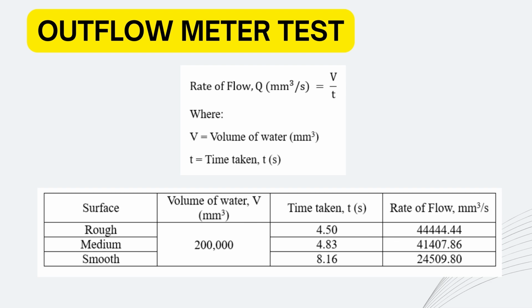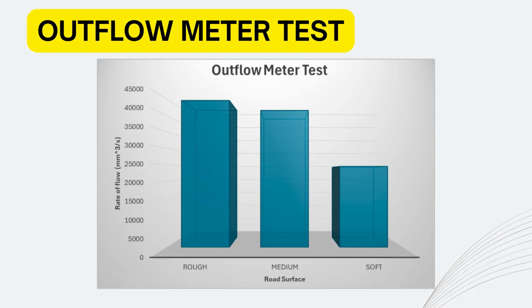Medium surfaces 41,407.86 millimeters cubed per second, and smooth surfaces 24,509.80 millimeters cubed per second, indicating better drainage for rough surfaces and poorer drainage for smooth surfaces, which can reduce skid resistance in wet conditions. Graphical representation indicates that the smooth surface requires the longest time to drain out all of the water from the outflow meter apparatus.